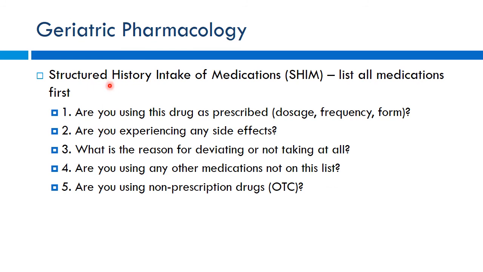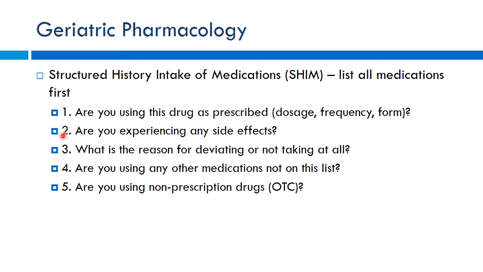All right, so again, when you're asking about a patient's medication history, it's important to make sure you're assessing all features of it. So this is an example list of questions you can ask in order to make sure they're assessing all their medications. So one, are you using this drug as prescribed? So make sure they can tell you the dose that they're taking, the frequency, the form that they're taking, to make sure they understand what they're supposed to be doing.